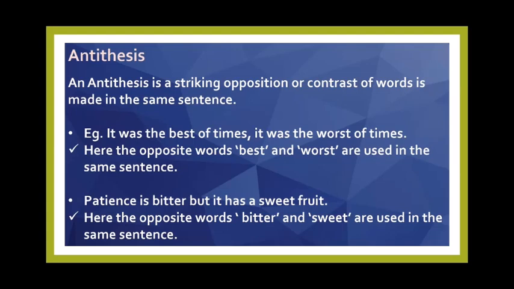Next is antithesis. An antithesis is a striking opposition or contrast of words made in the same sentence. So as we did tautology, which is the same meaning in the same sentence, antithesis are opposite words, that is two opposite words in the same sentence. Let's see the example. It was the best of times. It was the worst of times. So here the opposite words best and worst are used in the same sentence.